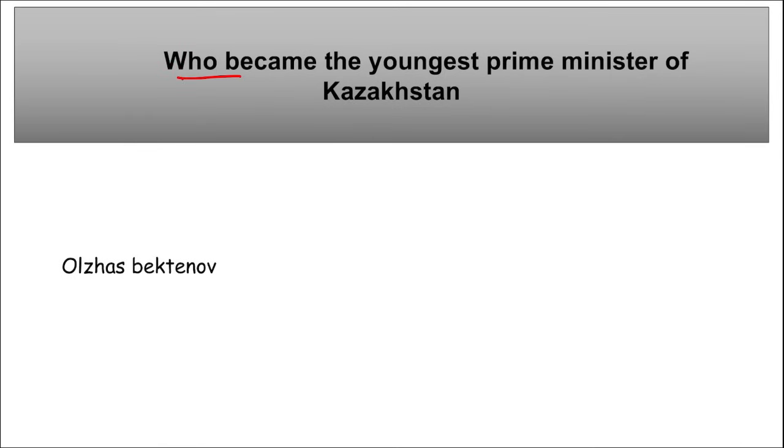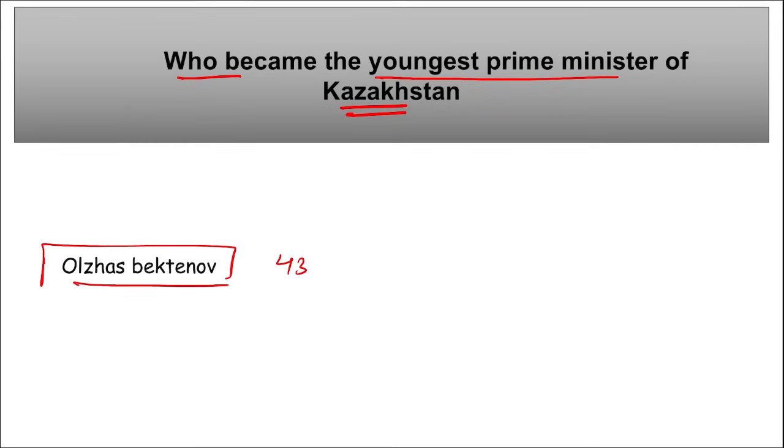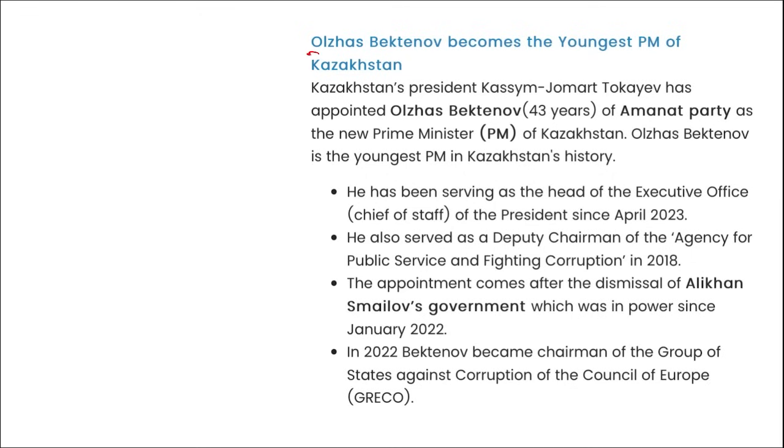Next, who became the youngest Prime Minister of Kazakhstan? Important question. Aljaž Beketnov, right, became the youngest ever Prime Minister of Kazakhstan. He is 43 years of age. Correct? Next is, here you can see Aljaž Beketnov became the youngest ever Prime Minister of Kazakhstan, and he is 36 years of age. He is of Amanat Party.